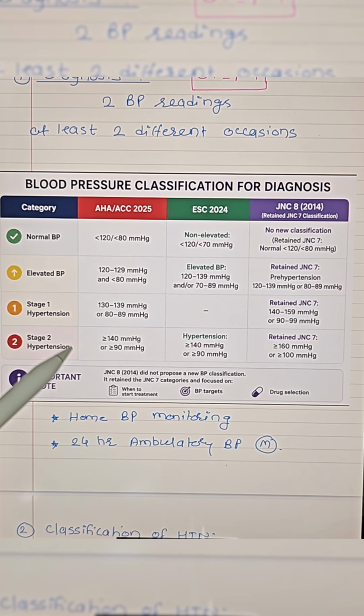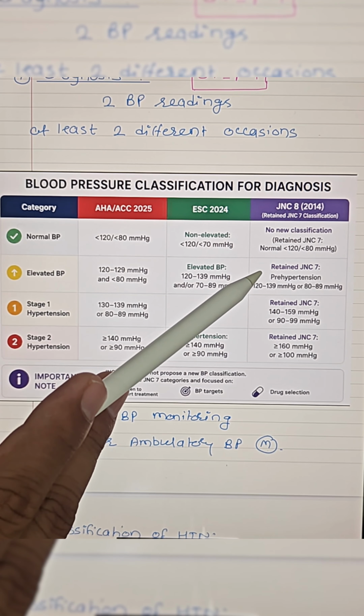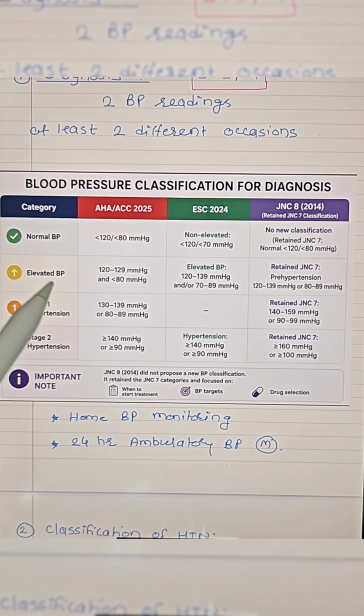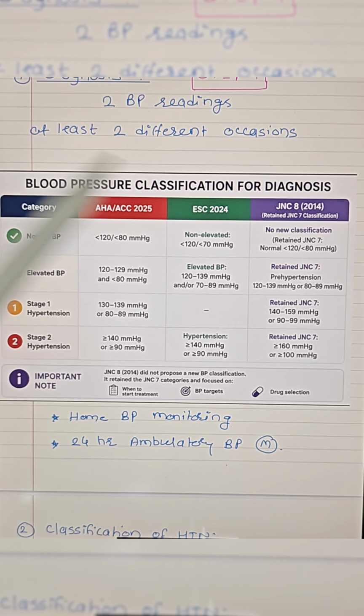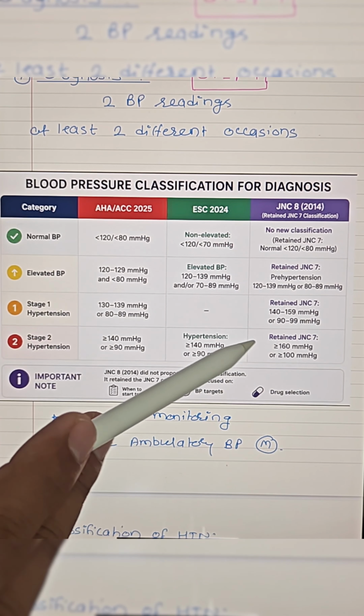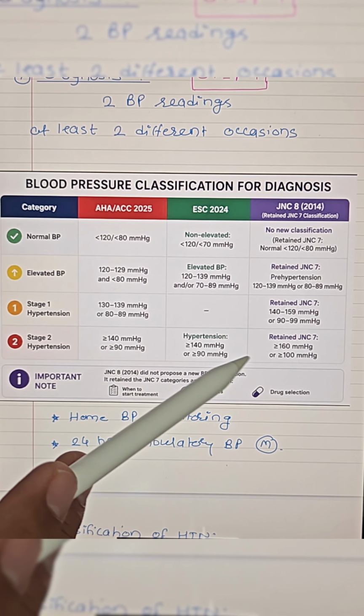Similarly, you can see the values for BP readings in the ESC and JNC classification. In India, previously the JNC classification was predominantly used by all the physicians, but currently it is less commonly used, and AHA ACC is in more focus. JNC 7 defined a classification of hypertension, but in JNC 8 there is no new classification. They have just changed the reading, and the JNC 7 classification is continued. So it is for textbook purposes currently. So you should focus on the AHA-ACC 2025 classification.